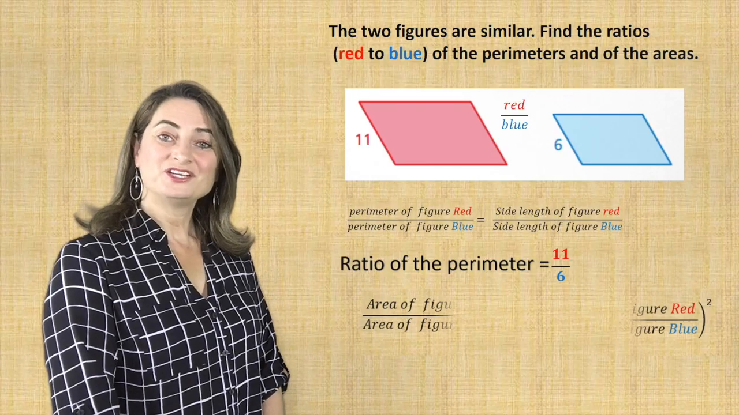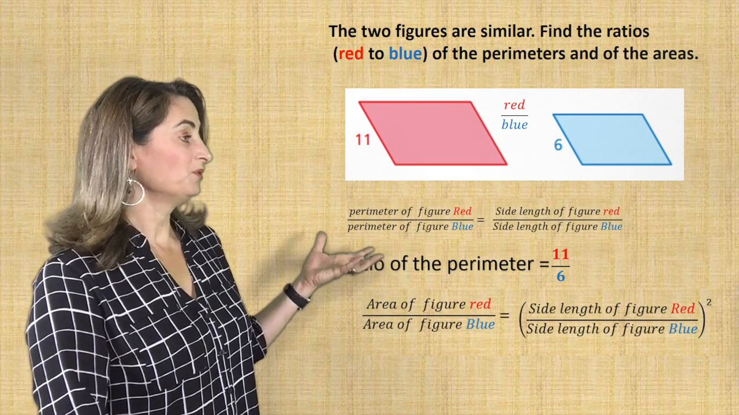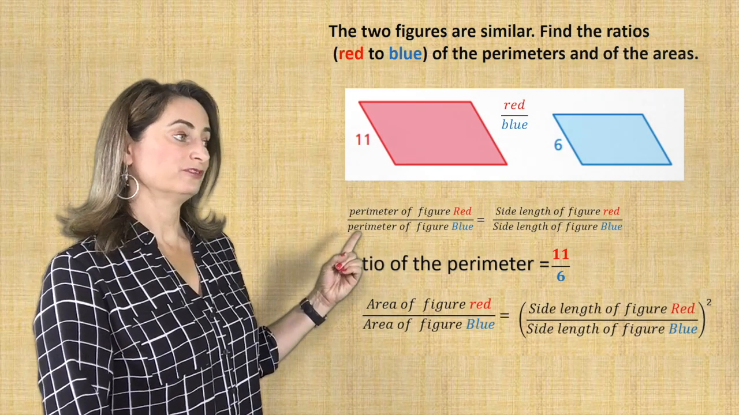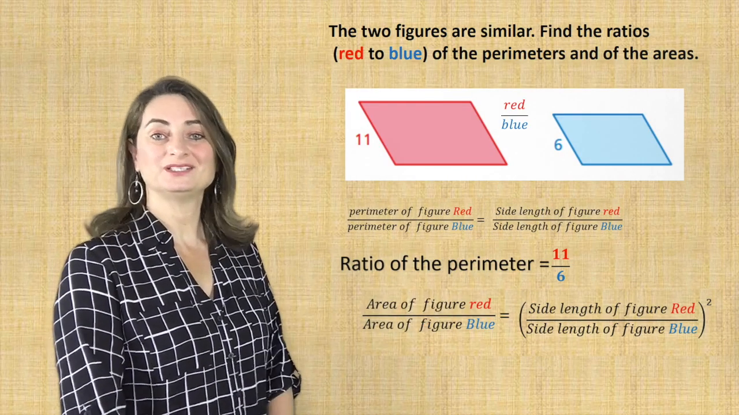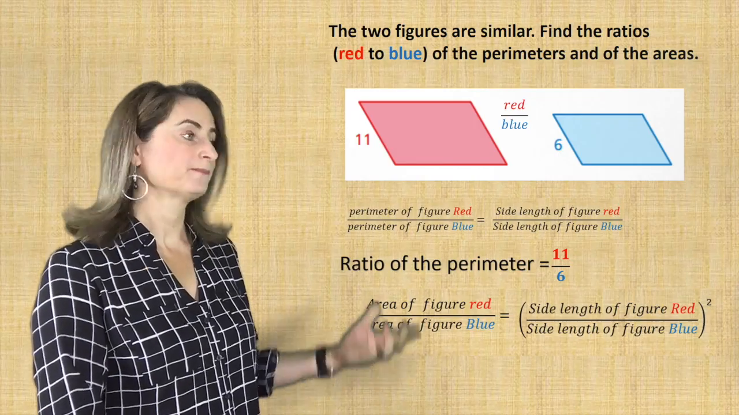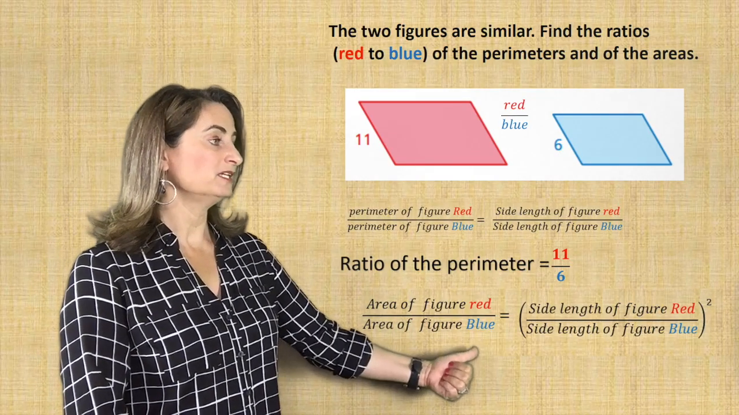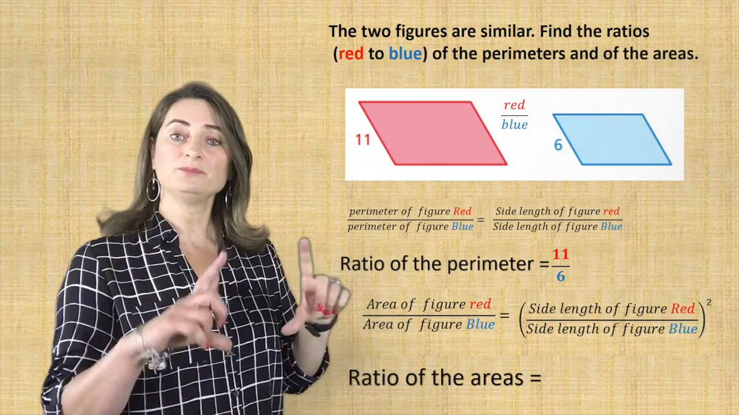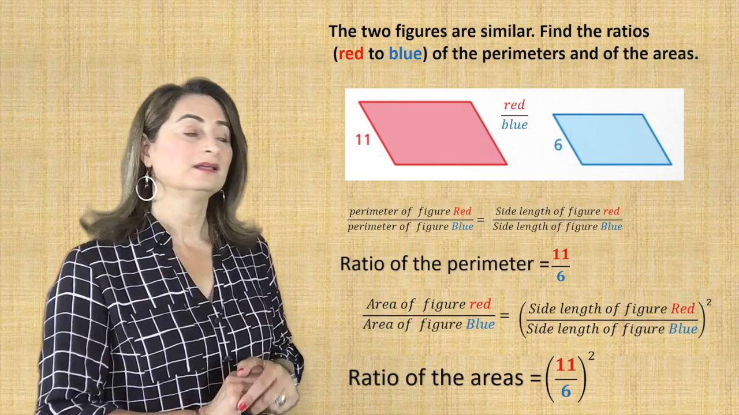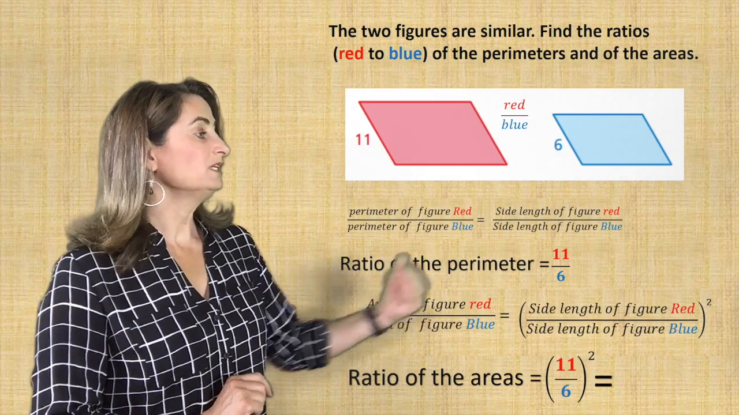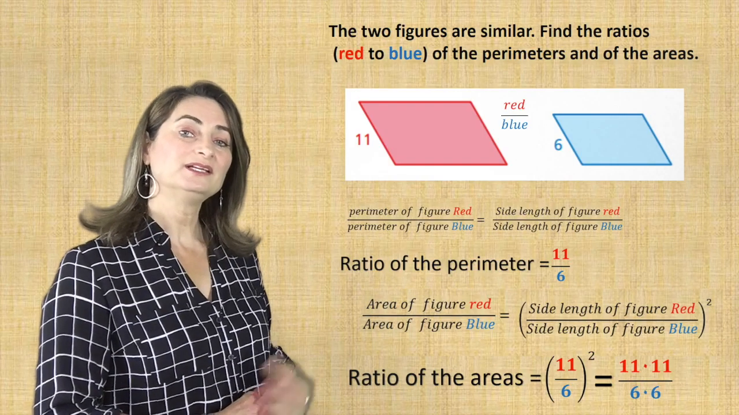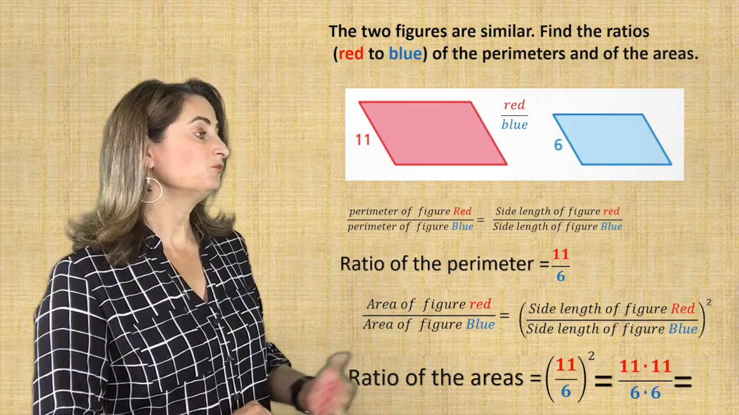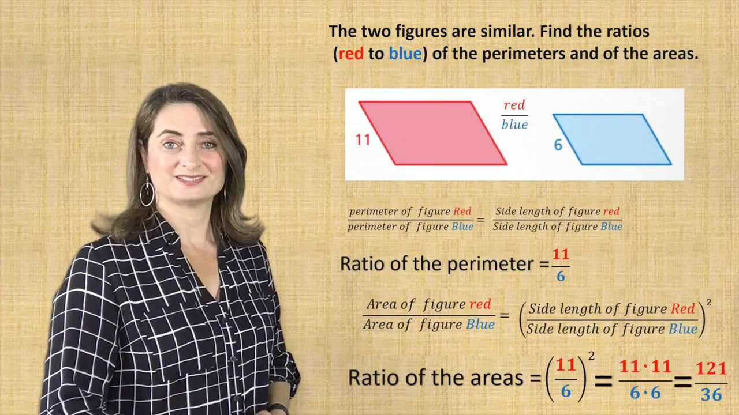Now we need to find the ratio of areas. So set up your ratio, red to blue for the area, equal to the side length red to blue, but this time you need to square it because it's an area. So the ratio of the areas equals 11 over 6, put it in parentheses and then square it, which means you need to square the 11 and square the 6, which means 11 times 11 and 6 times 6. You end up with 121 over 36.